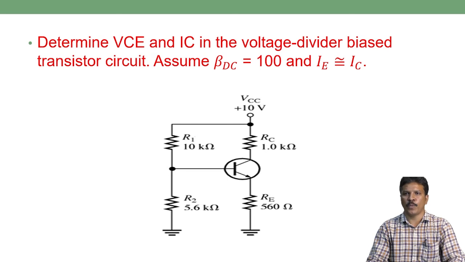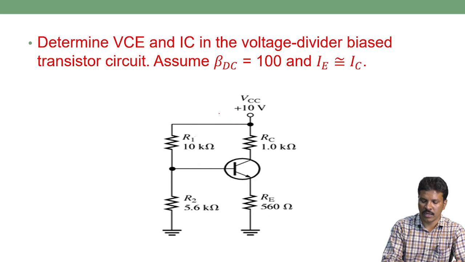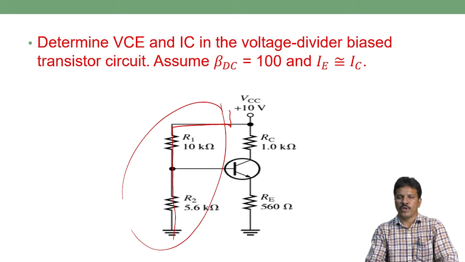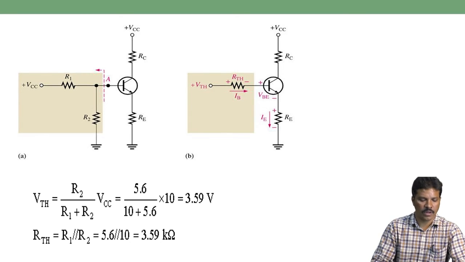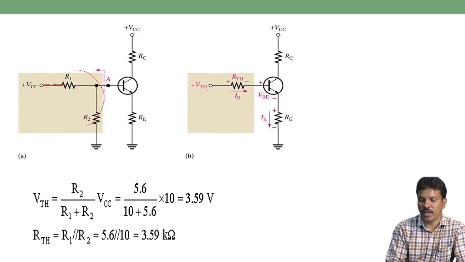If you want to find the Q point and load line for this, we must convert this network. The VCC, R1 and R2 network can be replaced with Thevenin's equivalent diagram. Only when we replace it with Thevenin's equivalent is it possible to apply input Kirchhoff voltage law and find ICQ. So we separate the voltage division network, keeping the same VCC. R1 and R2 in this network are equivalent to VTH and RTH.